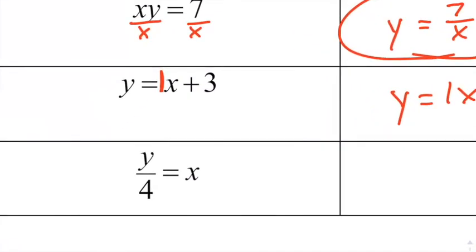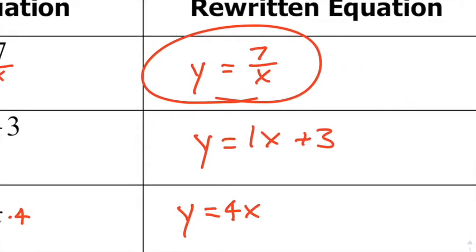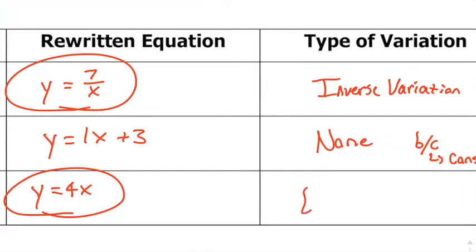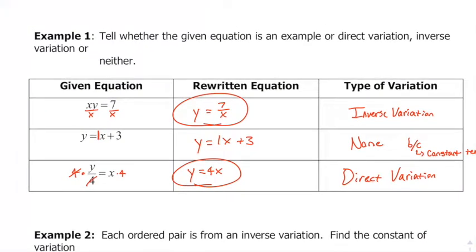This next one here, if we want to get y by itself, we can multiply both sides by 4. It's going to cancel out, so this is going to be y equals 4x right there. So this one is in direct variation form. Direct. So those are some side-by-side comparisons there.